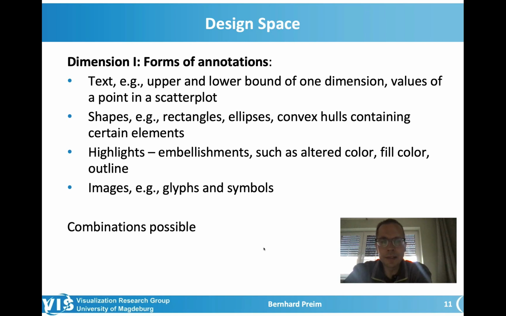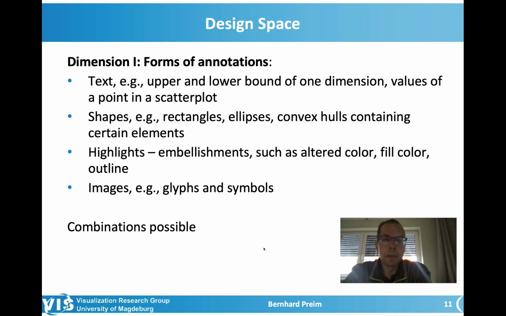The design space has several dimensions. I want to introduce two of them. The first is the form of annotation. Again, I want to emphasize that textual forms of annotation are only one of the forms. For example, for one dimension, you can annotate the upper and lower bound, so this way you characterize the range. Or you can add text to describe values of a point in a scatter plot, a particular country in the examples that we have seen, for example.